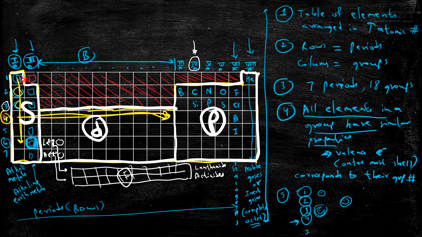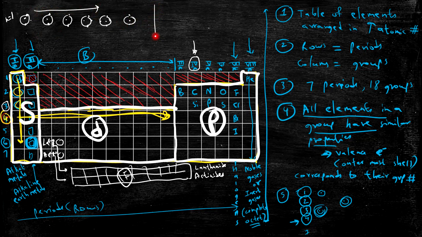We also spoke that as you go from left to right in a period, the electrons are being added to the same shell. Whether n equal to 1 or n equal to 2, that shell keeps on getting an extra electron as you go from left to right. So it is in the same shell.